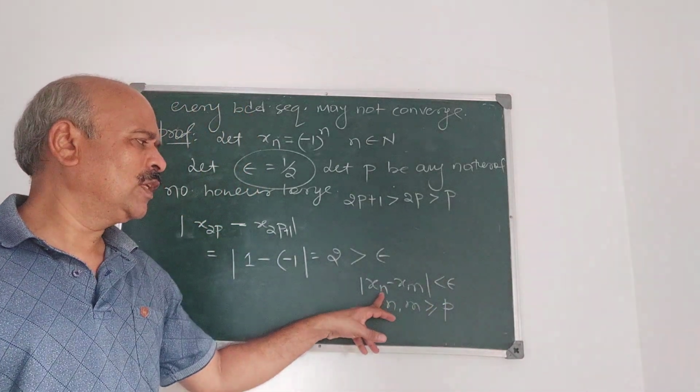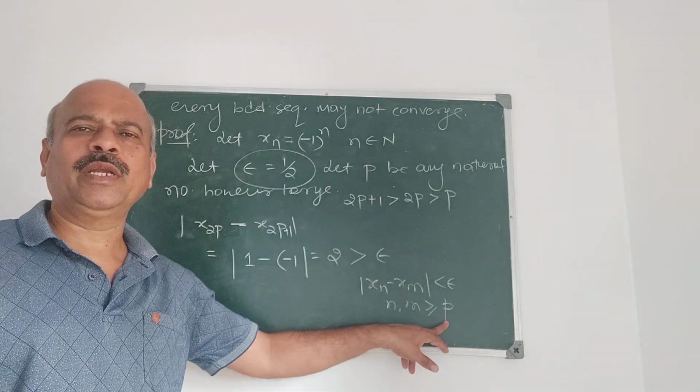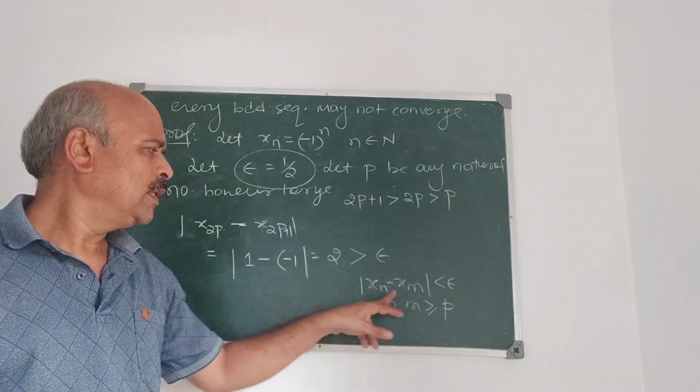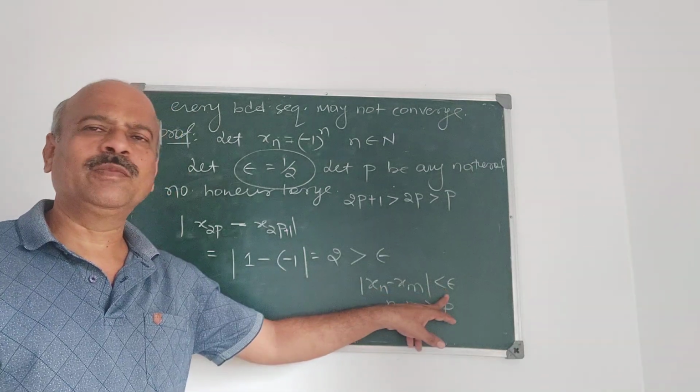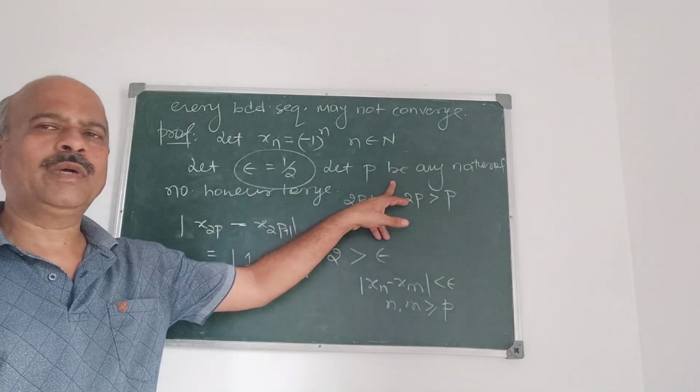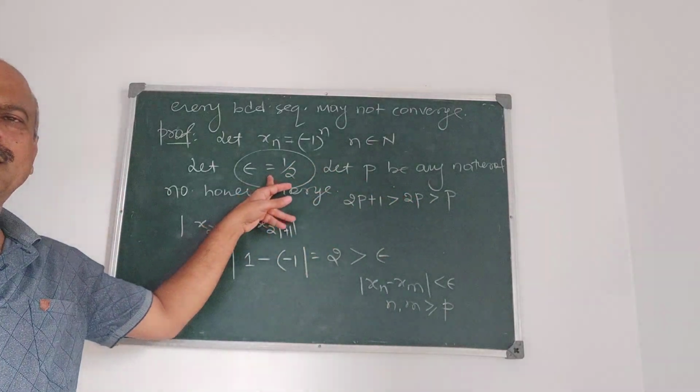If the sequence converges, then for a natural number p, however large, there exist n and m greater than or equal to p, so that mod xn minus xm must be less than epsilon. Now we have taken p as a natural number. We have chosen epsilon as half.